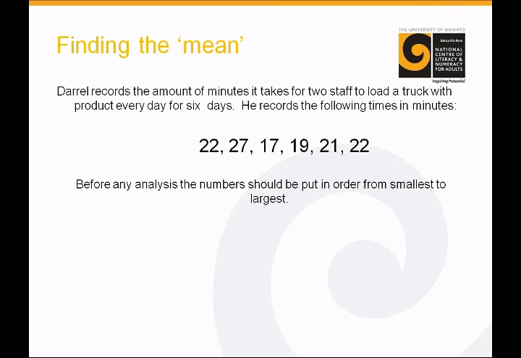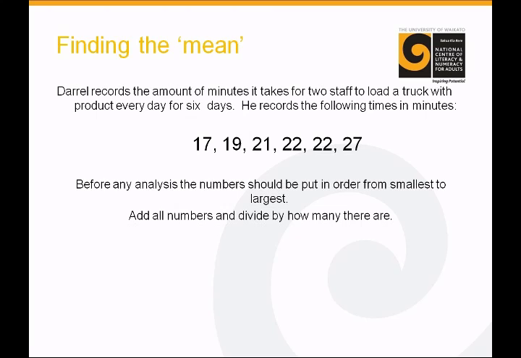For any analysis, the numbers should be put in order from smallest to largest. Now, strictly speaking, you don't have to do this to find the mean, but it will make your analysis of the data easier later on. So it's probably just a good habit to get into if you can. So there they go.